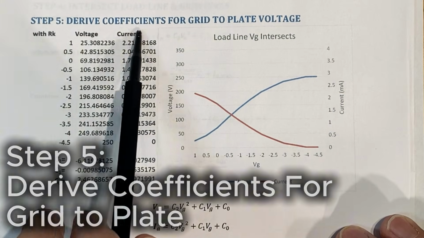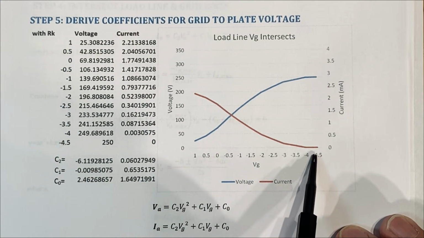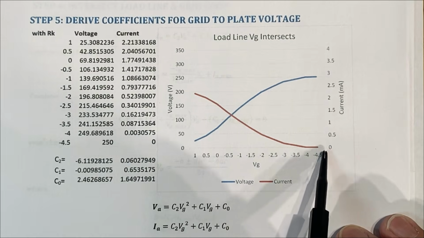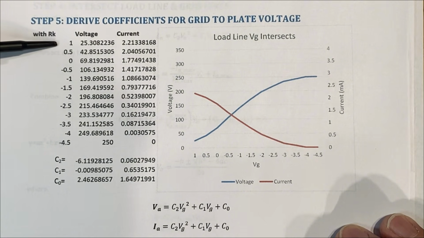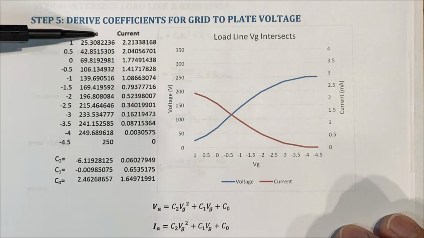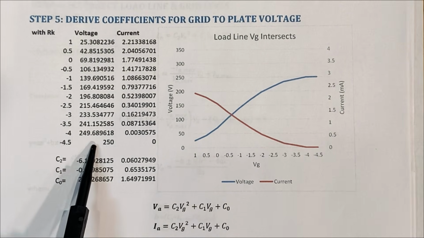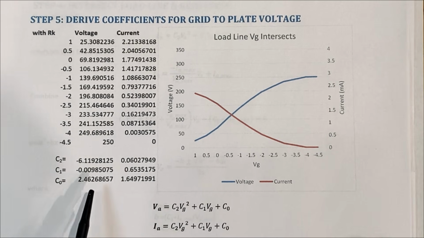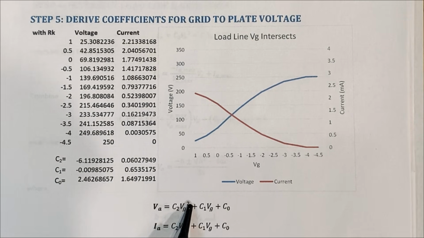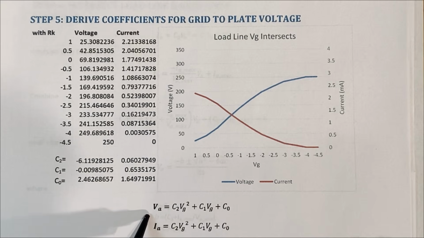I'm going to do the same derived coefficients for this grid voltage to plate voltage curve that I have. For every grid voltage, every one of these intersections, I know a voltage for the grid, I know a voltage at the plate, and I can use that same line of best fit and generate a final set of coefficients. So now, all along that load line, based on what the grid voltage is, I can compute what the voltage is at the plate. And this winds up being a really, really powerful tool.